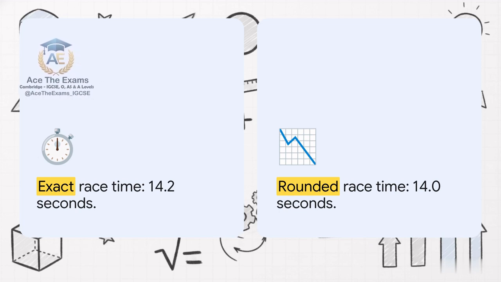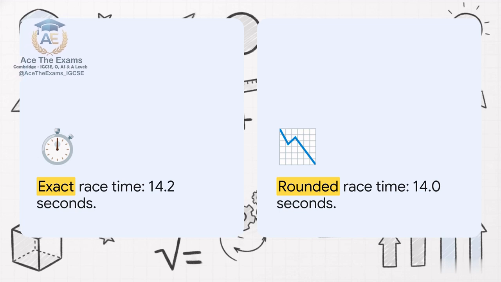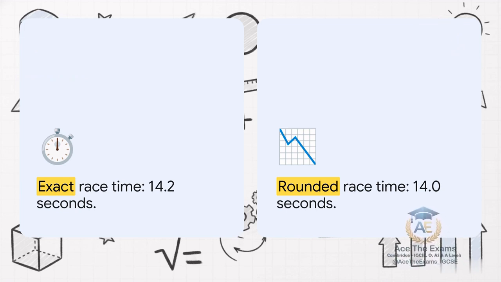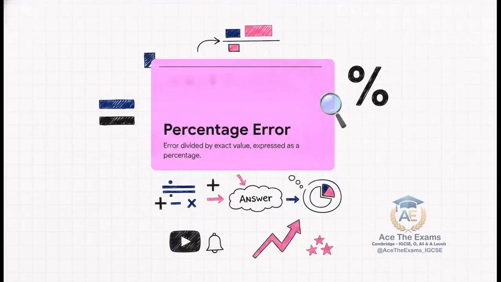But Sam, who always rushes, might take that 0.2 seconds and divide it by the rounded number, the 14, to find his percentage. That is a completely fatal error in an exam setting. You must always anchor your percentage error to the actual exact starting value. If you don't, your entire calculation crumbles. And this is exactly why examiners love to test this specific cognitive leap in your accuracy.